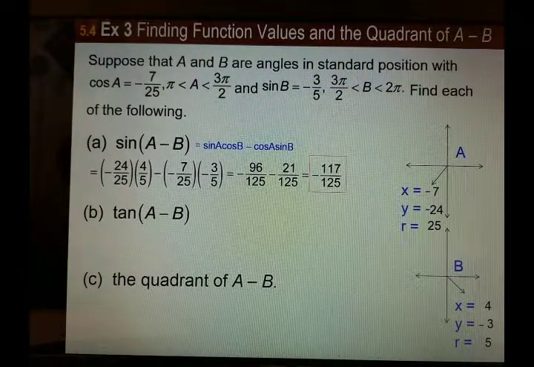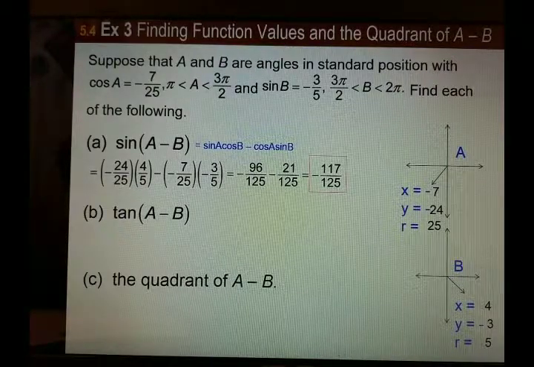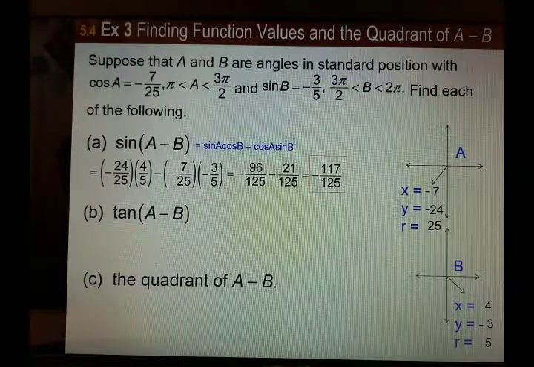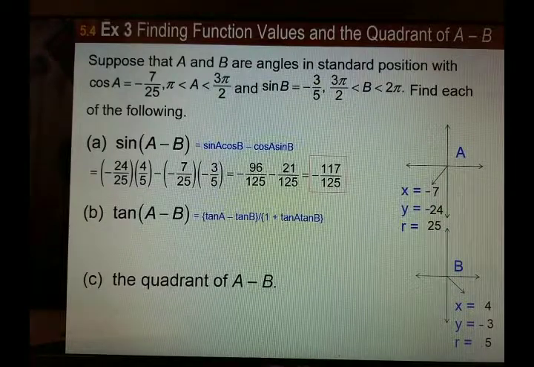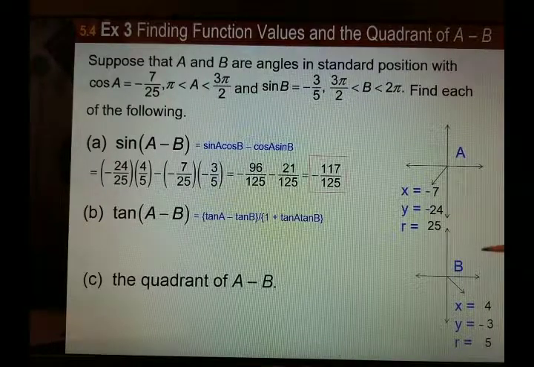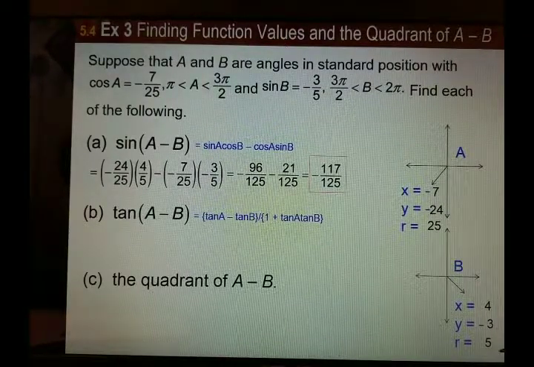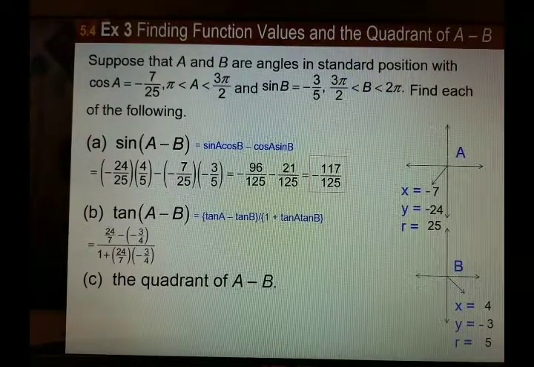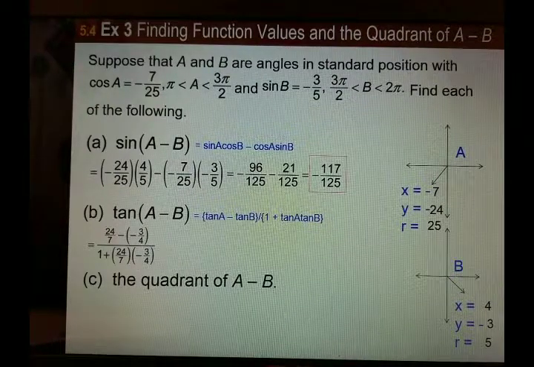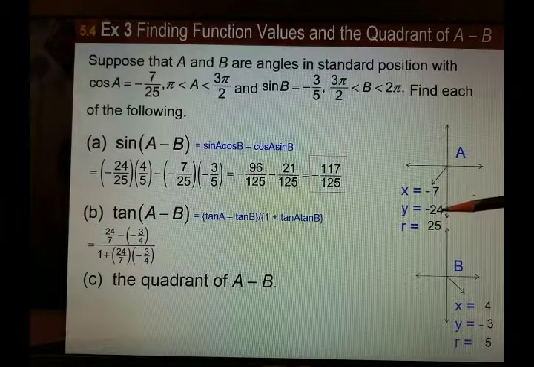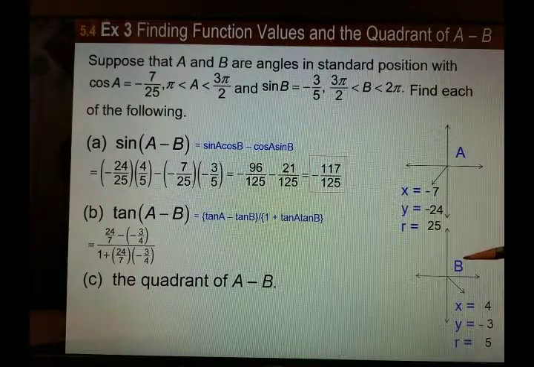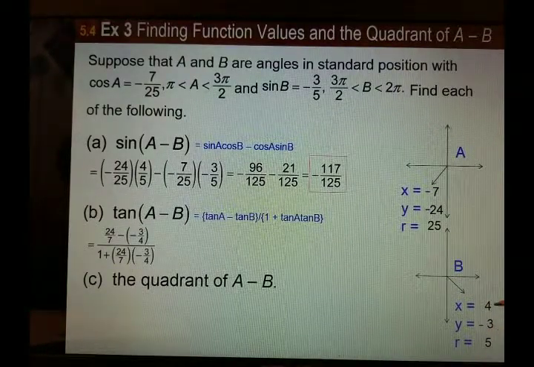All right, tangent of A minus B. So A minus B, tangent, you're going to go to the top on the right-hand side, third formula down on the pink sheet, and you're going to plug in. Now, the tangent of angle A, so I go to angle A, the tangent is y over x, negative 24/25. The tangent of angle B would be y over x also, but negative 3/5. So we plug in all our values. I'm sorry, I meant to say y over x, and I think I just used the r. Sorry about that. So tangent of angle A is going to be y over x, negative 24 over negative 7, so positive 24/7. The tangent of angle B is y over x, negative 3 over 4, so negative 3/4.